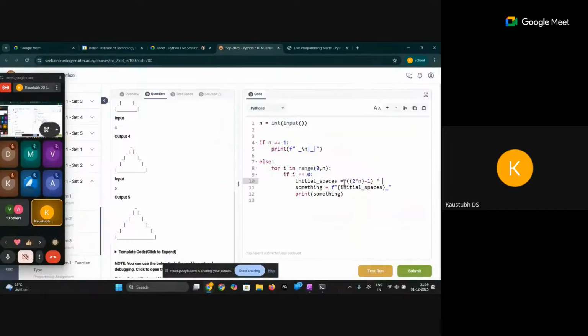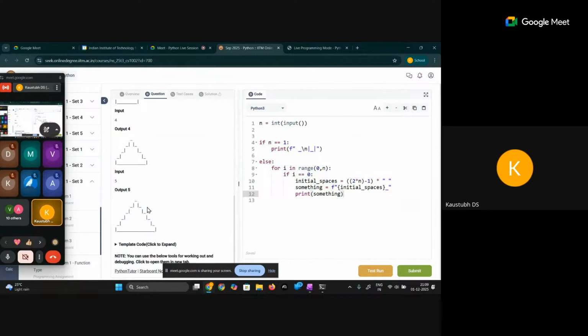Times spaces, right? So this is the total spaces, and we print them alongside the underscore. One extra space is required after the underscore, for the pipe. So every time when we are at zero in the loop, it will print this.